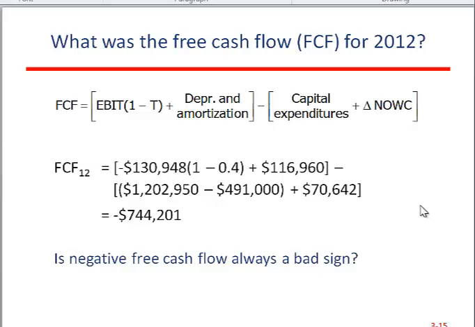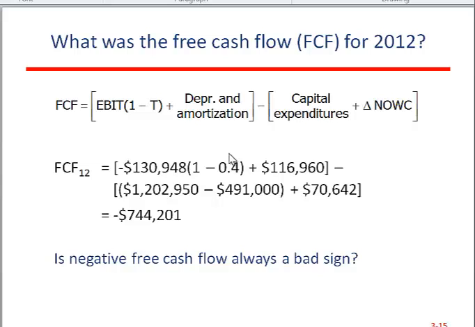We're using the PowerPoint slides and talking about some performance measures from this chapter. The chapter is on financial statements, cash flows, and taxes, and we're starting on slide 15, which is on free cash flow. Free cash flow, FCF, and it's the equation for free cash flow.